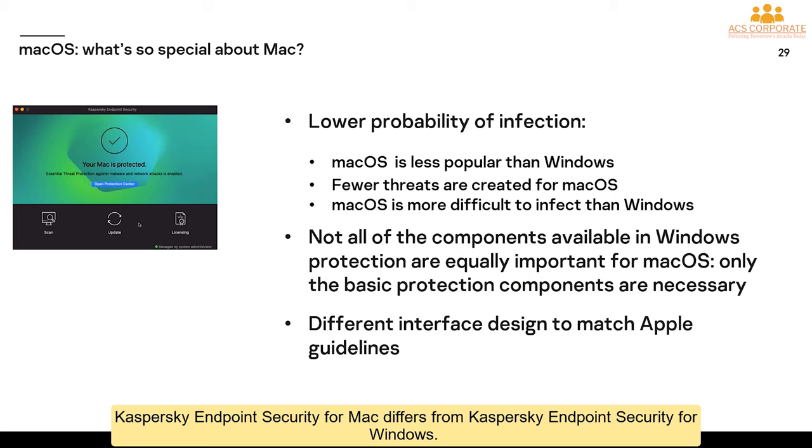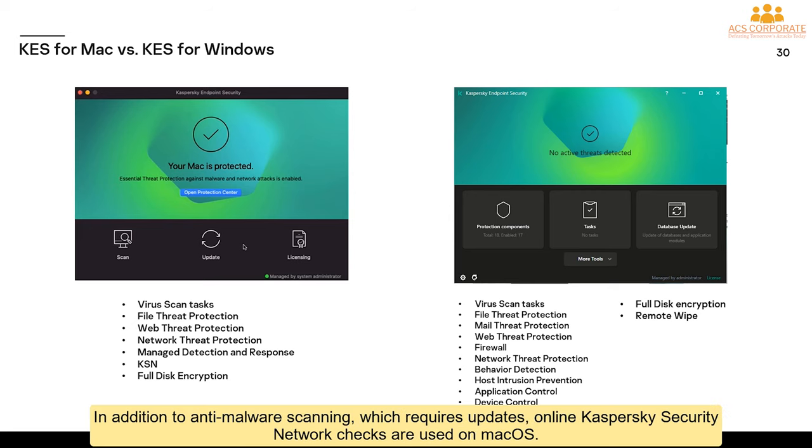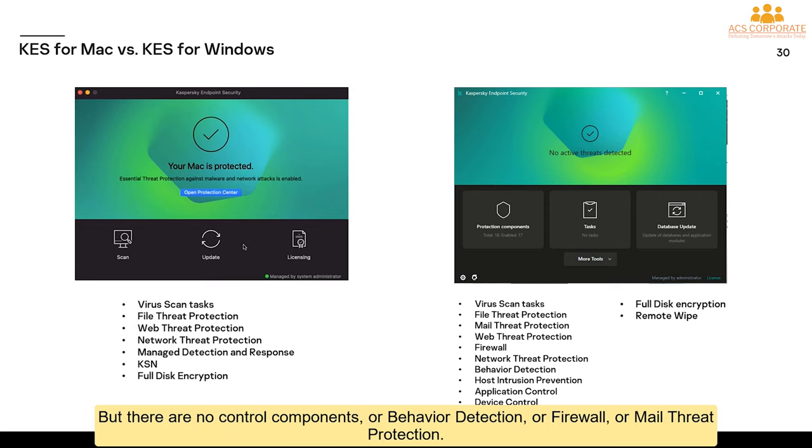Kaspersky Endpoint Security for Mac differs from Kaspersky Endpoint Security for Windows. macOS is considered to be a more secure system and fewer components are used, namely, virus scanning, file threat protection, web threat protection, network threat protection, file vault encryption. In addition to anti-malware scanning, which requires updates, online Kaspersky security network checks are used on macOS. But there are no control components, or behavior detection, or firewall, or mail threat protection.